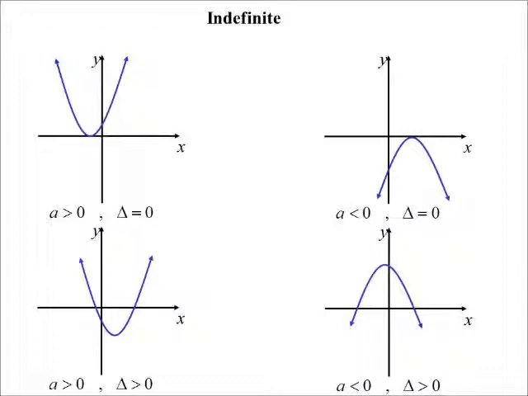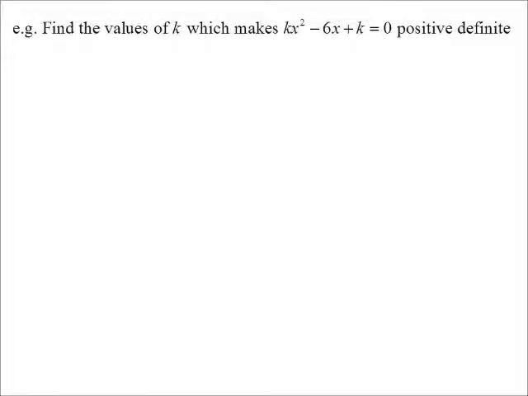They're more interested about, like this, what would make this positive definite? In other words, when will it always have positive solutions only? So there's two conditions we have to check. We know that A has to be greater than 0 because it needs to be concave up. So that means K is greater than 0. But we also know the discriminant has to be less than 0. So B squared minus 4AC has to be less than 0.